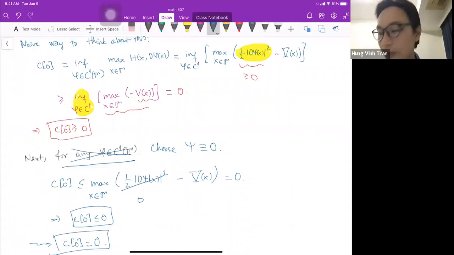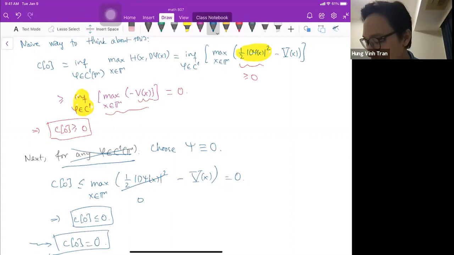Is it clear? Any question for me at this point? I might have messed up some inequalities, so do correct me if I'm writing down some inequality wrong.